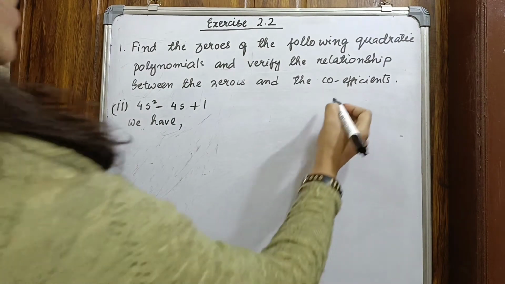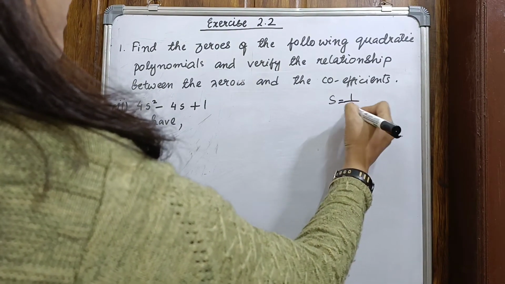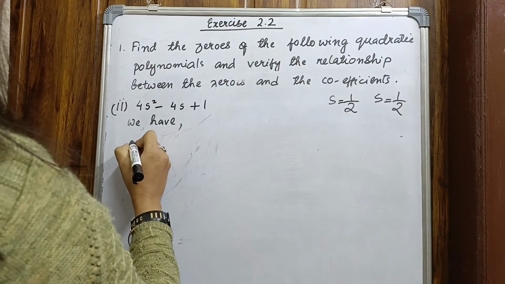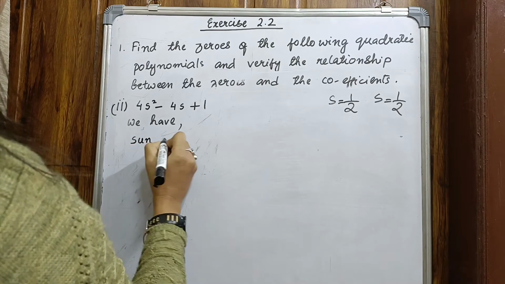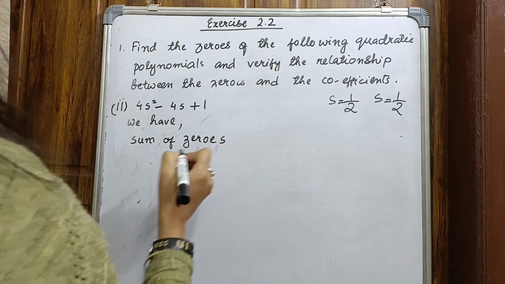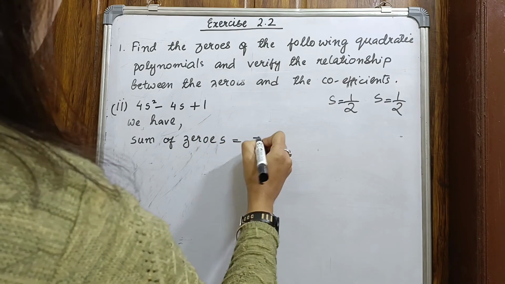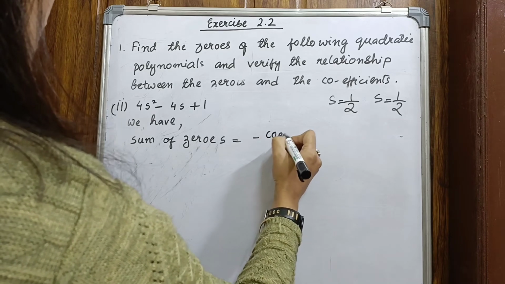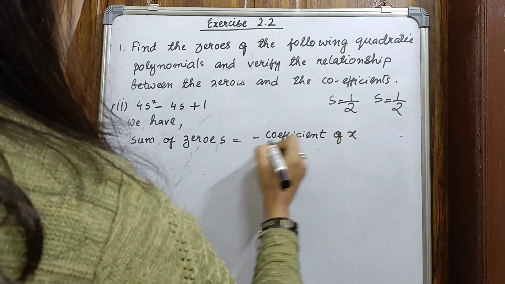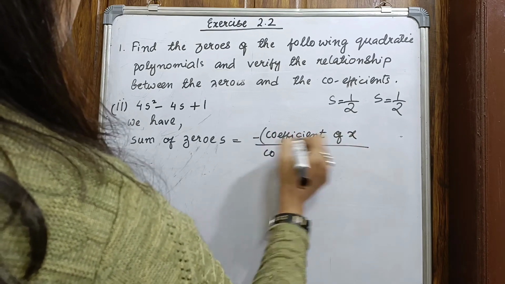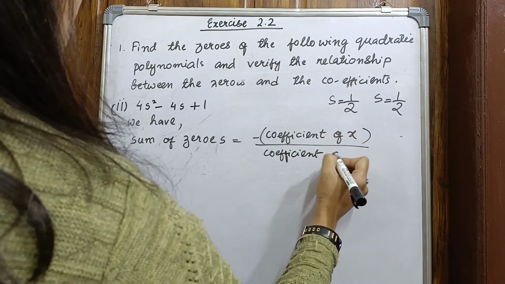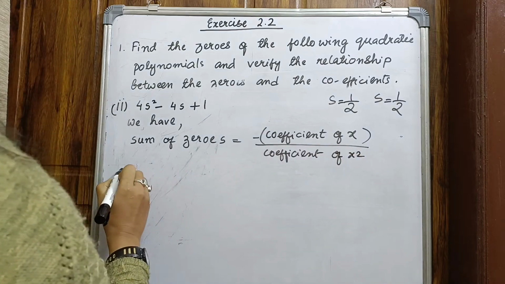So in both cases we have s equals 1/2, s equals 1/2. First we'll take the sum of zeros. We can do it in this way also: sum of zeros equals minus of the coefficient of x by the coefficient of x square.